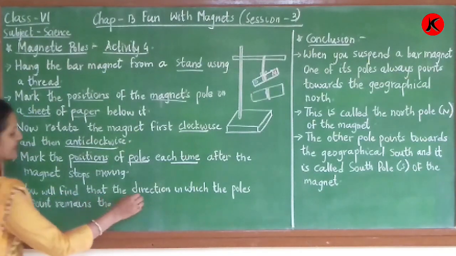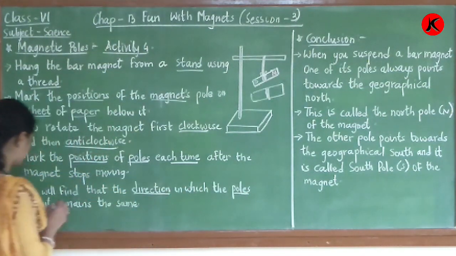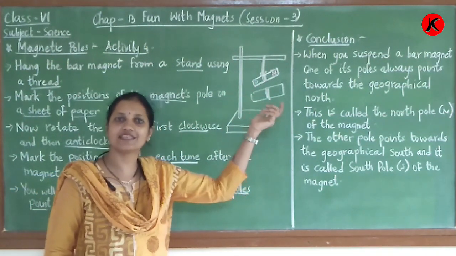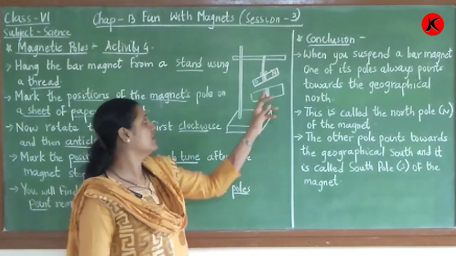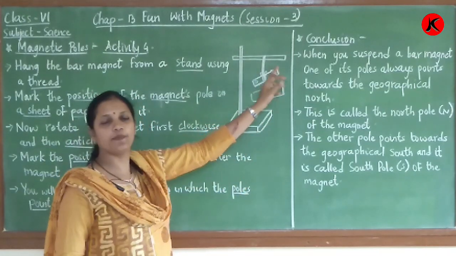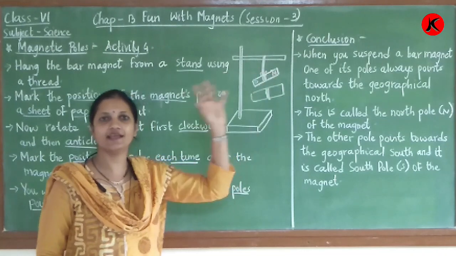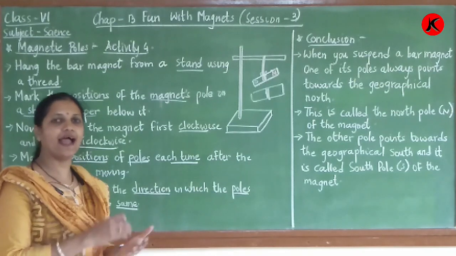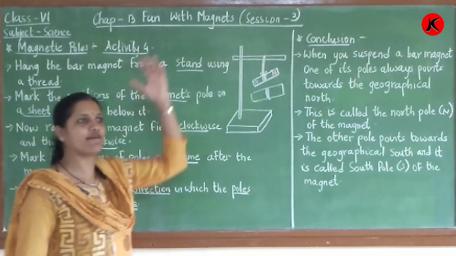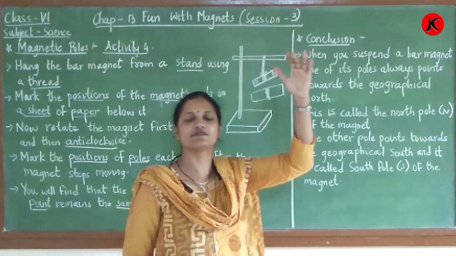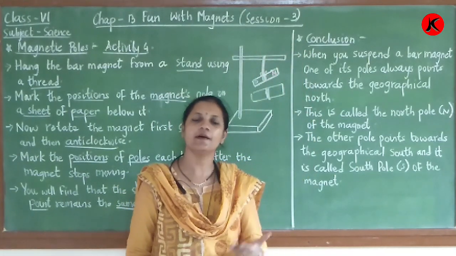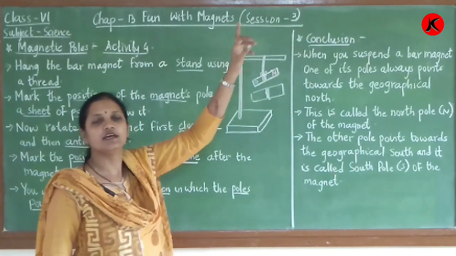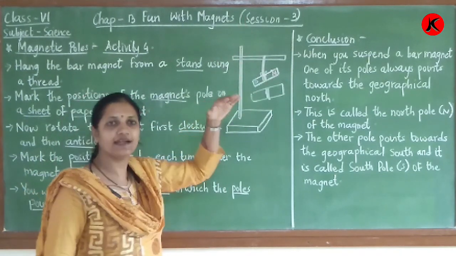You will find that the direction in which the poles point remains the same. Whenever you turn it clockwise and anti-clockwise, both times you will see that the north pole is pointing the same way. Why? That is because of the earth's pull, and because of that we have the north pole on the upper side of the earth and the south pole on the lower part of the earth. So the magnet is showing the northern side up and the southern part down.